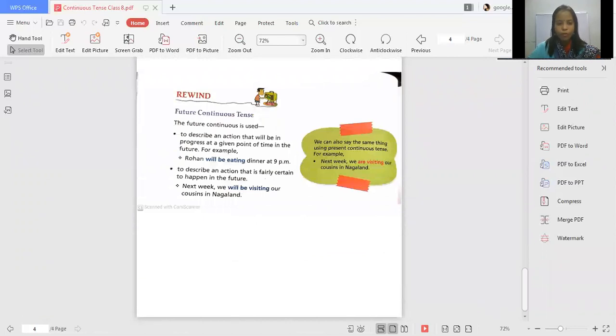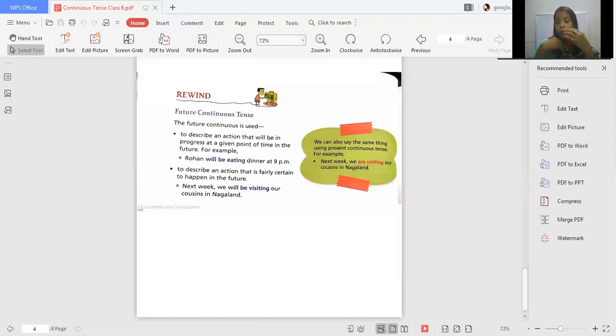All right. Before we jump into the exercises, let me just give you a quick recap for the future continuous tense as well. All right. So the present continuous tense and the future continuous tense have the usage more or less the same. Like we can also say the same thing using present continuous tense. For example, next week we are visiting our cousins in Nagaland. So next week means the time which is about to come, right? So that is talking about the future.